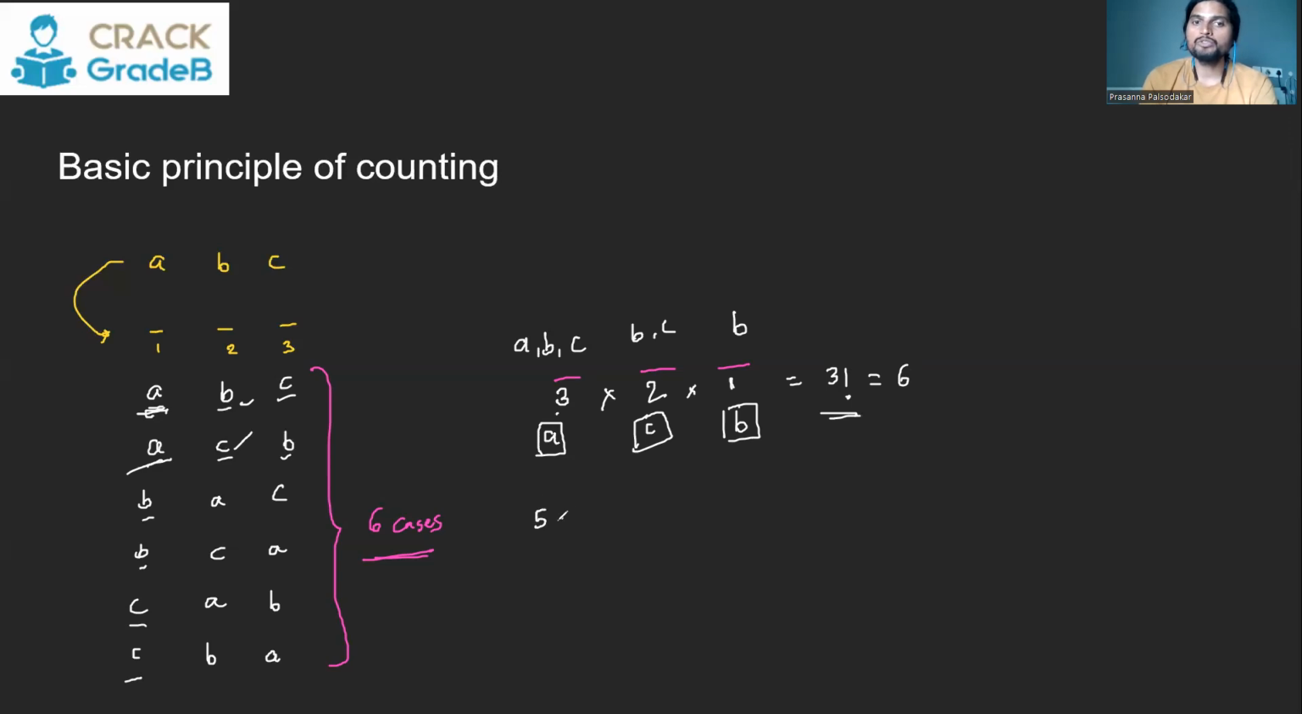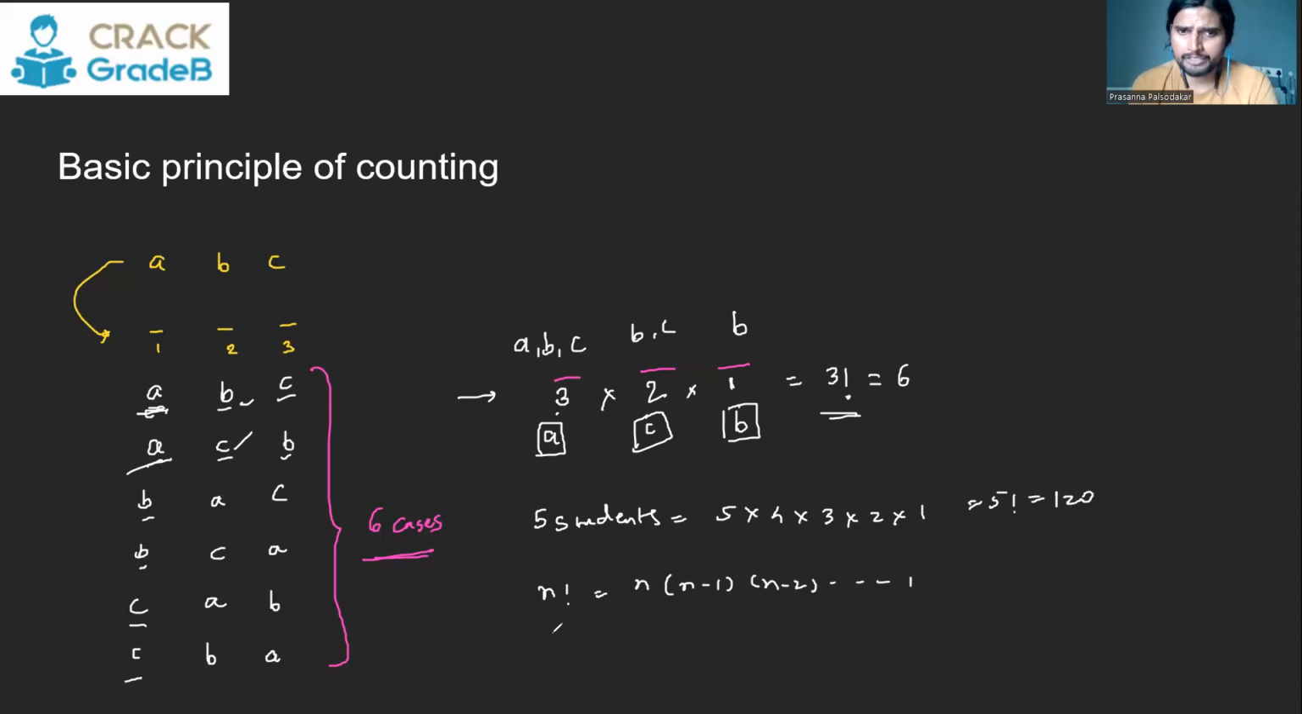So if there are 5 students, the answer is going to be 5 into 4 into 3 into 2 into 1, exactly like this, and the answer will be 5 factorial, that is 120. Factorial itself means the product of the first n natural numbers. For example, if I ask you what is n factorial, n factorial will be n into n minus 1 into n minus 2 up to 1. Except 0: 0 factorial is 1. You have to remember this. 0 factorial is 1.